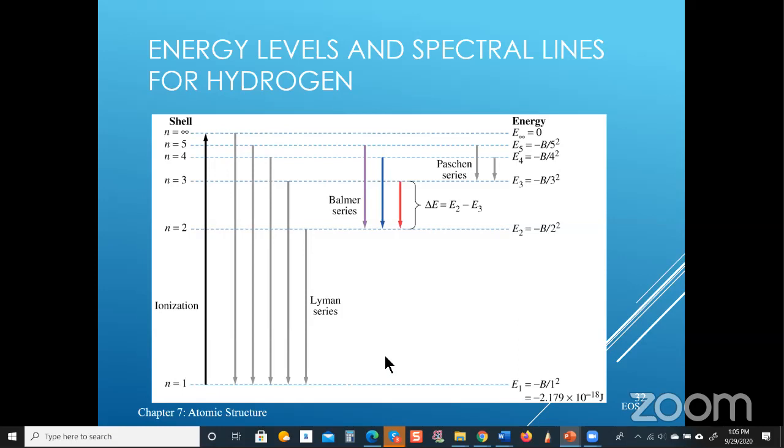So these are the different transitions that would take place between the different orbits, and the different types of radiation that would be produced as you fall from higher orbits in terms of energy to lower orbits.